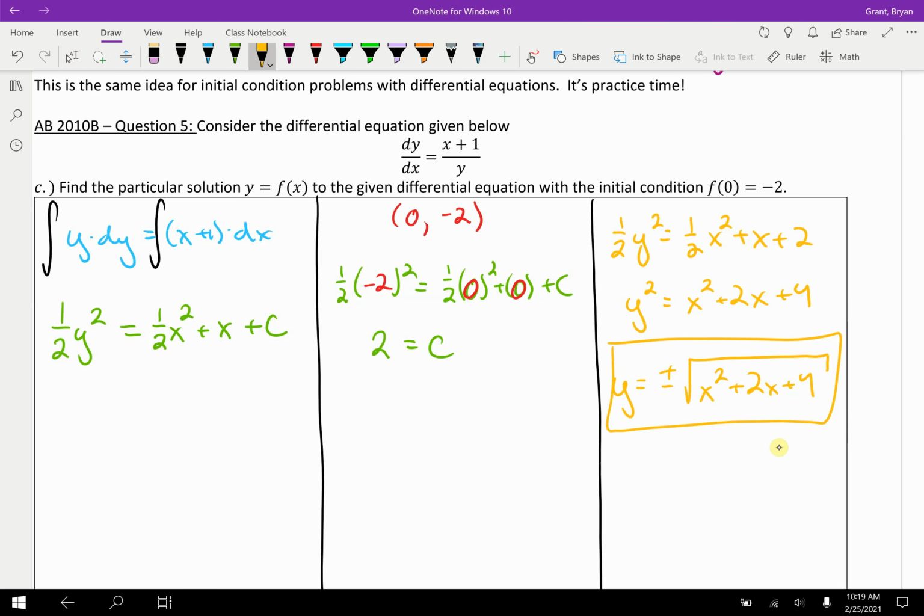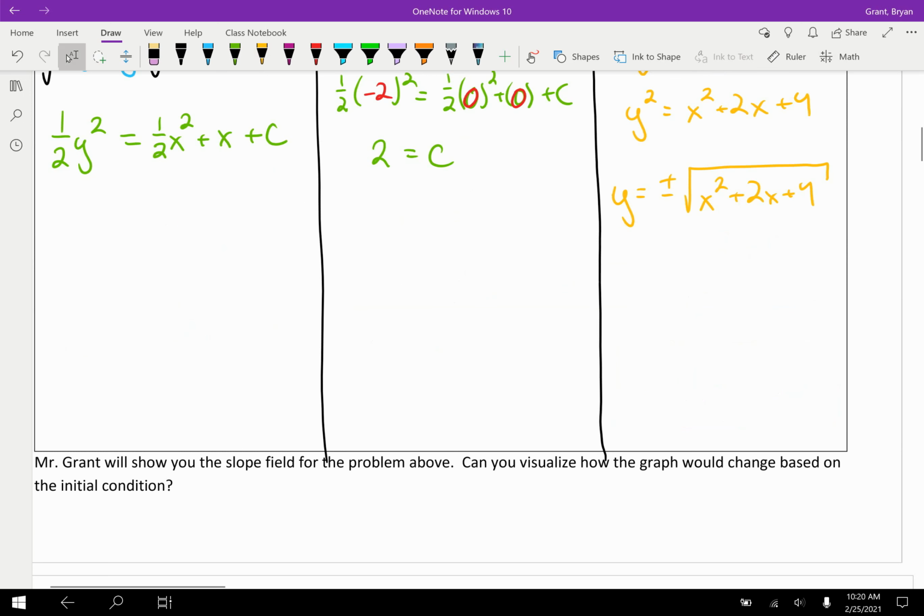Their requirement said find a particular solution y equals a single function of x, and you gave them 2 solutions. You gave them both a positive square root graph and a negative square root graph, and you need to choose which one. How do we know which one to choose? Well, it's all about the initial condition. The question becomes, and I'm just going to cheat and write a positive one versus a negative one here, which one of these equations contains the initial condition?